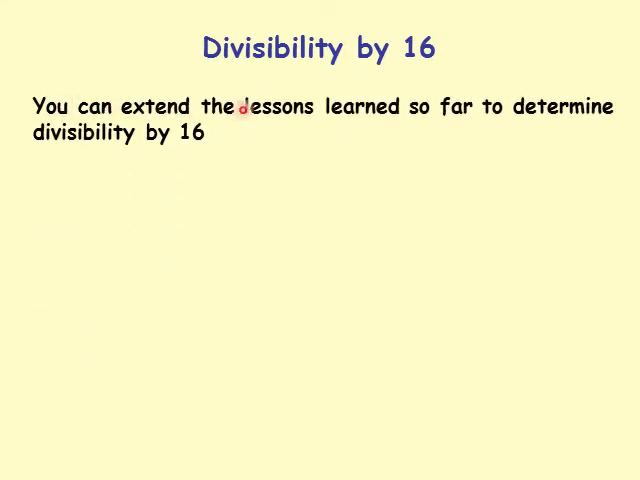We can extend the lessons learned so far to determine divisibility of a number by 16. Observations. Step 1. 10,000 is divisible by 16, and subtracting multiples of 16 does not change the divisibility. So we take out all the 10,000s we can, which is division by 10,000, and get the remainder. Then we have to worry about whether the remainder is divisible by 16.